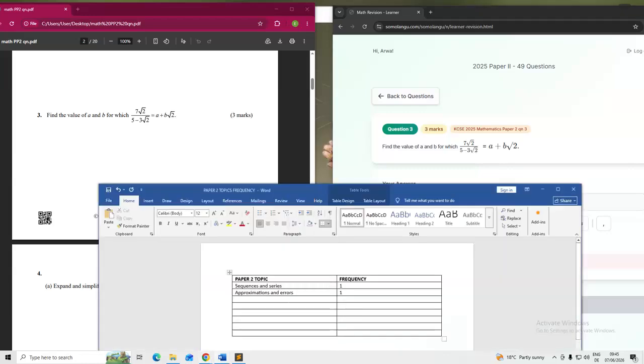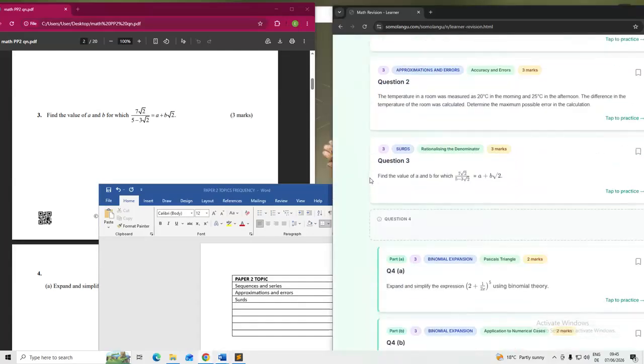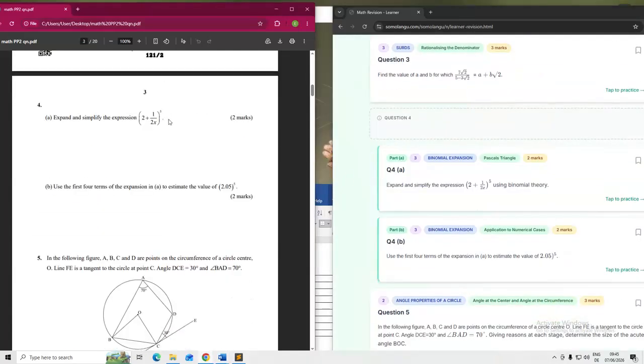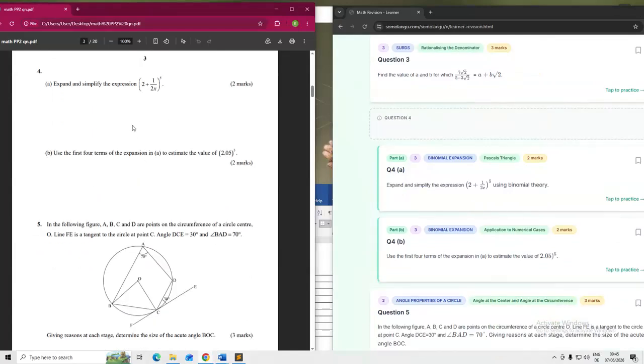Okay, so we do have Surds. This has also been tested once in the paper. We move on to the next question, question 4. Question 4 has two parts, part A and part B. Expand and simplify the expression. The expression is given there.